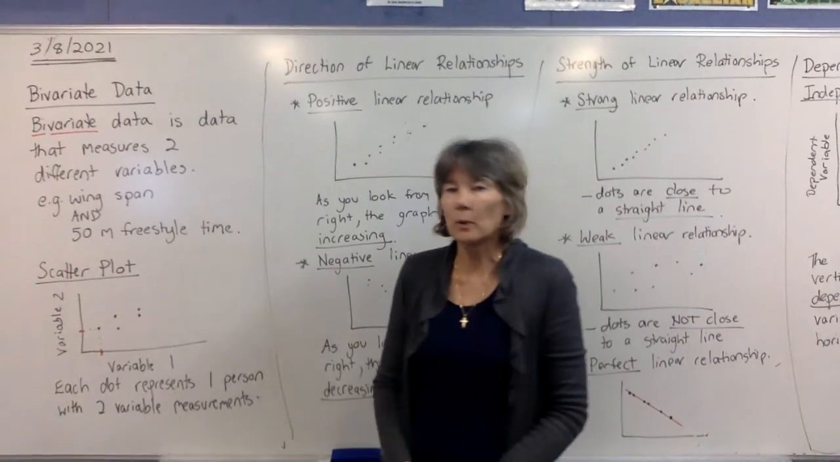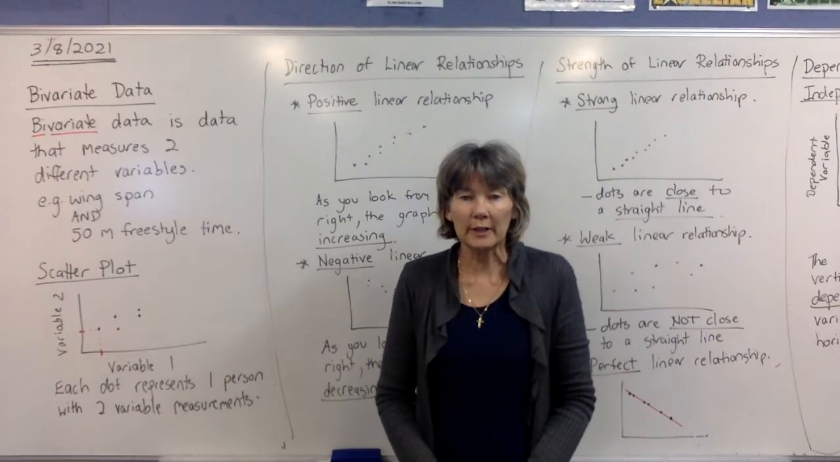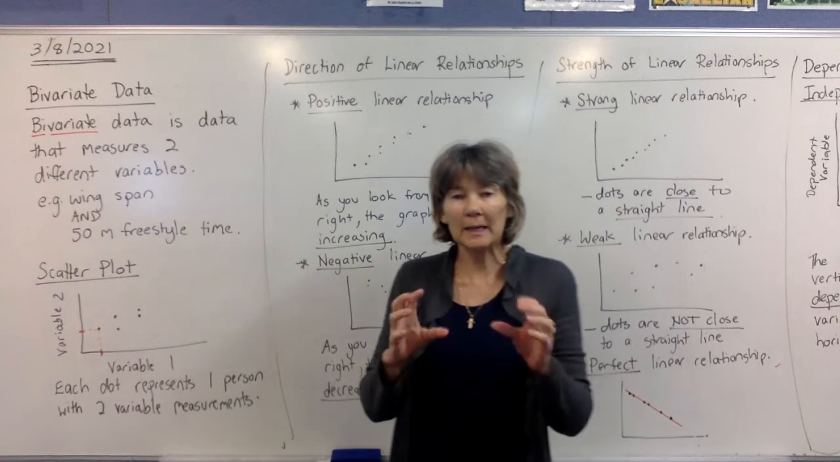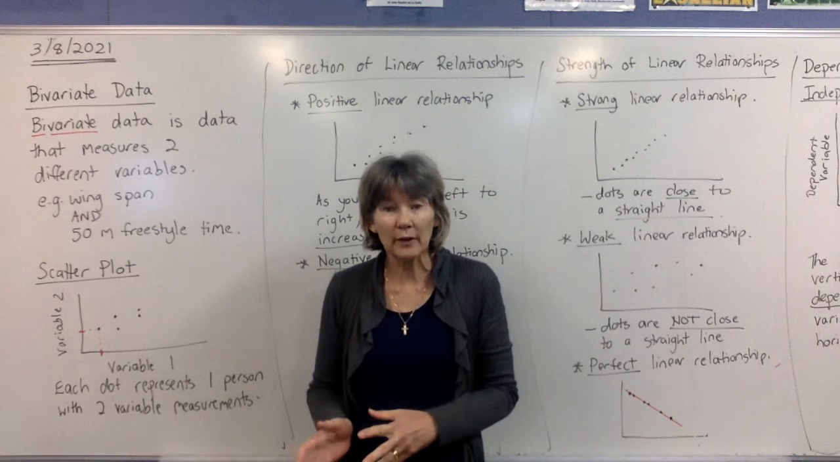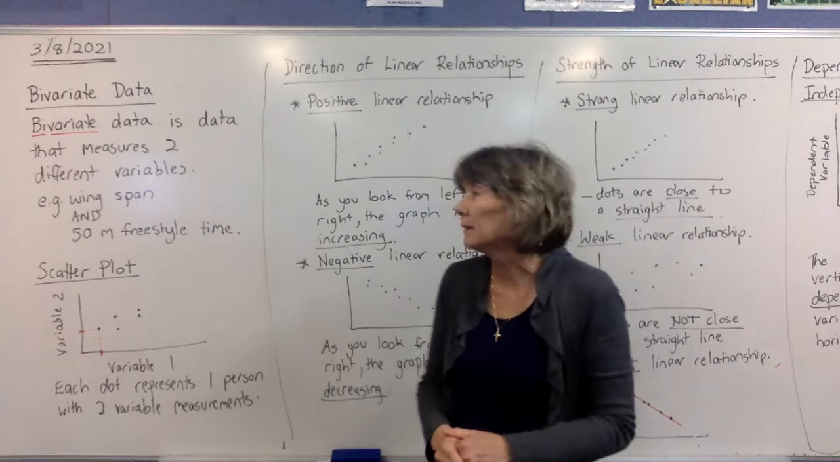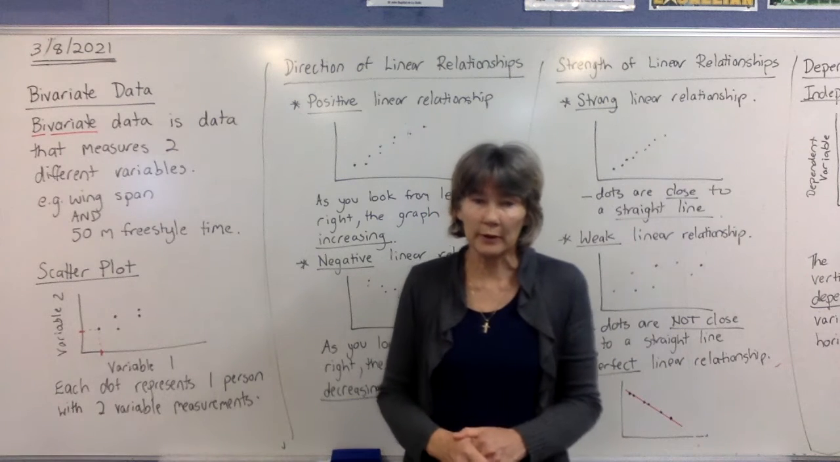Towards the end of the topic, boys, we are doing bivariate data today. Bi means two. Variate means variables. So bivariate data is data that measures two different variables.